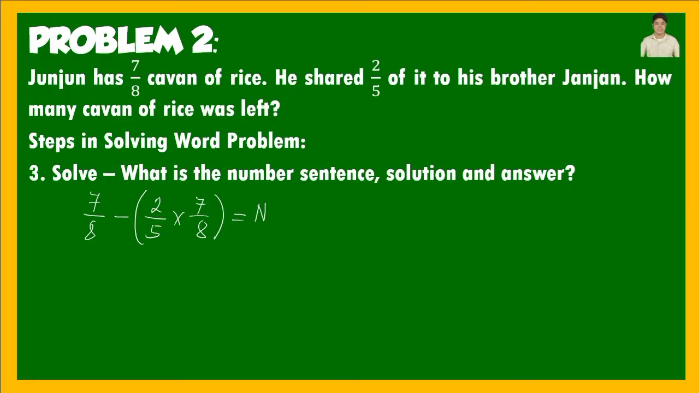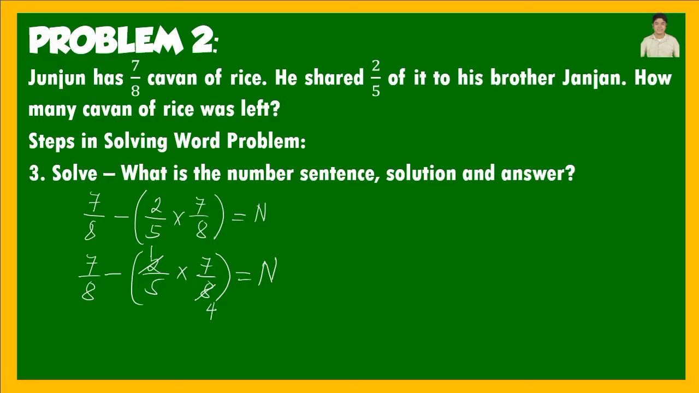So, dito muna, 7/8 minus 2/5 times 7/8 is equal to n. So, nire-write natin siya. And then, i-multiply ngayon natin yung nasa loob ng parenthesis. So, dito, pwede nating i-cancel yung 2 tsaka yung 8, kasi meron silang GCF na 2. So, yung 2, divide natin sa 2, magiging 1. And then, yung 8, magiging 4. Next, what about 7 and 5? So, hindi natin sila pwedeng i-cancel kasi wala naman silang greatest common factor aside from 1.